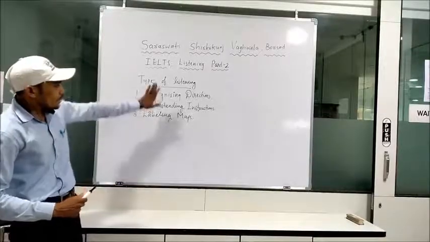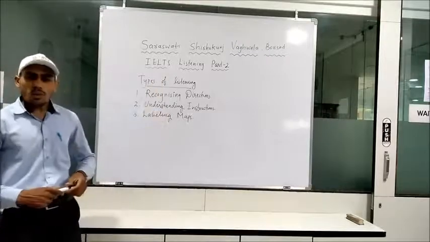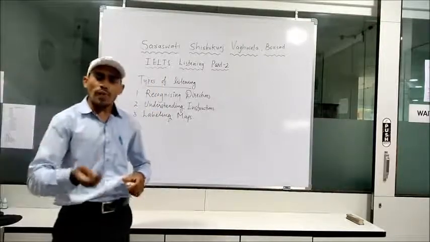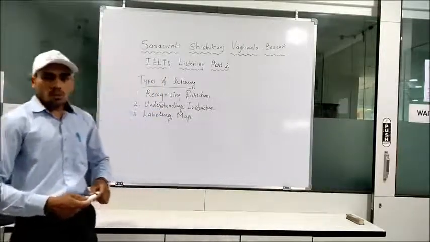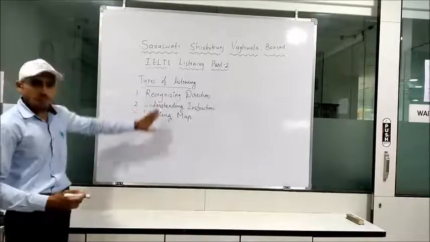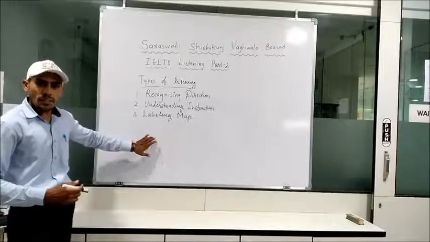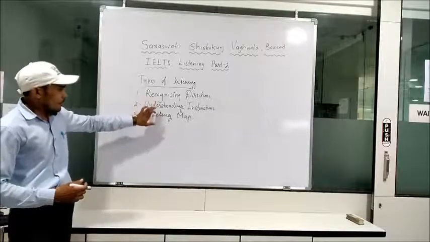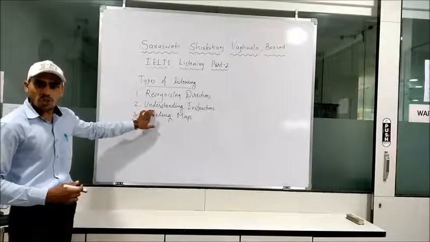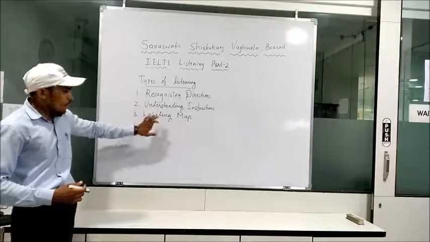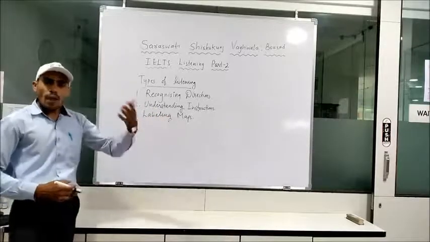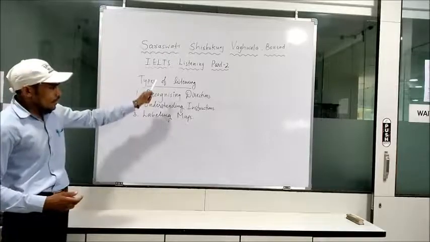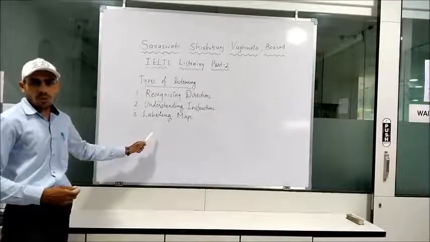I am going to discuss more on IELTS listening part 2. Now students, what type of questions will you have in IELTS listening part 2? There are a total of 3 types of questions. One is recognizing directions. The second is understanding instructions, and the third is labeling maps. So when you do IELTS listening part 2, there are 3 types of questions you will definitely face.